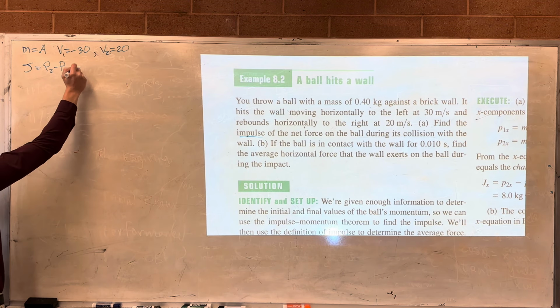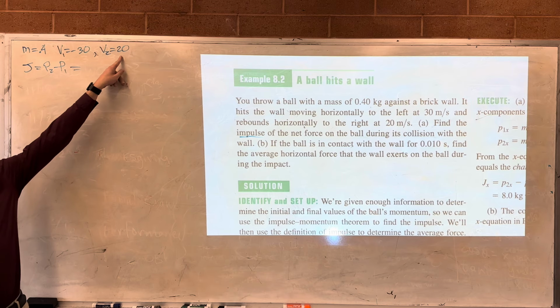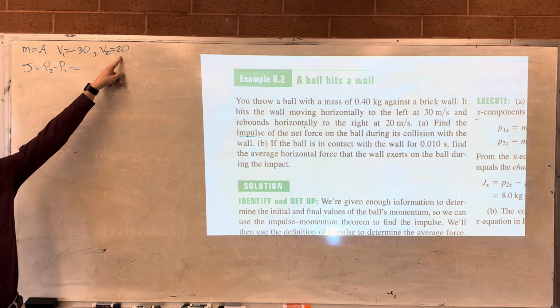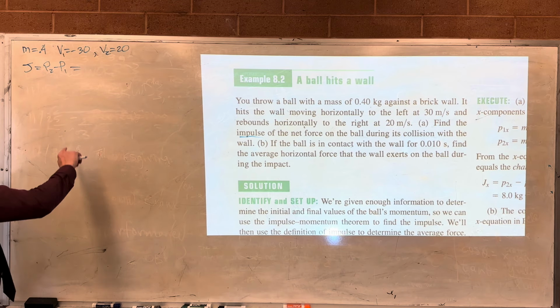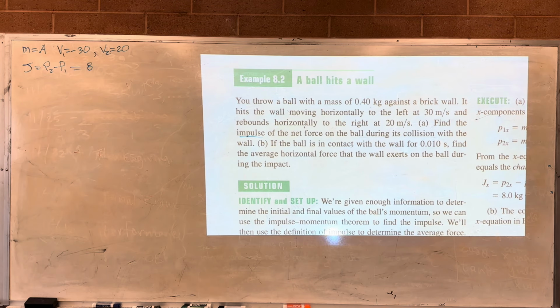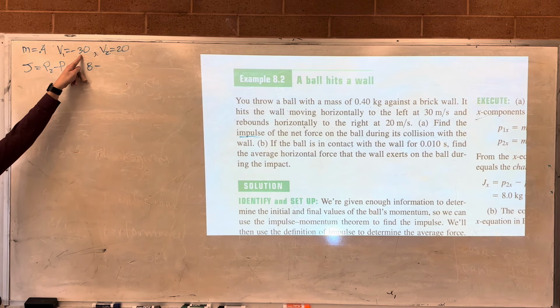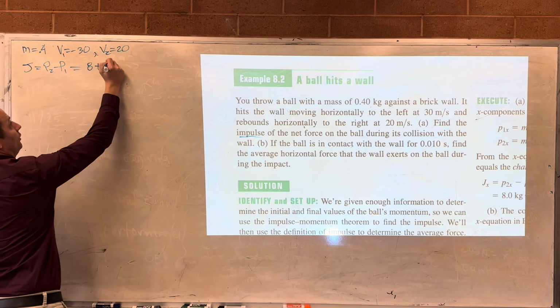So our final momentum is what? 0.4 times 20 is 8. Okay, there's our final momentum, minus our initial momentum. What was our initial momentum? What's 0.4 times 30? 12. But minus negative 12 gives us plus 12.